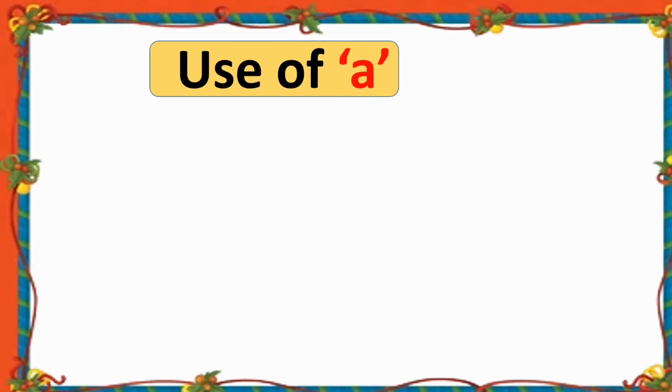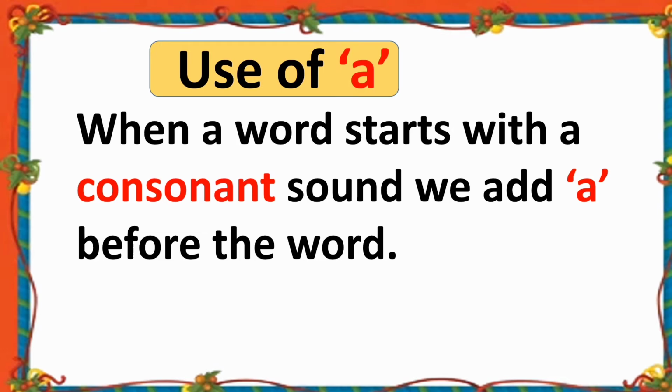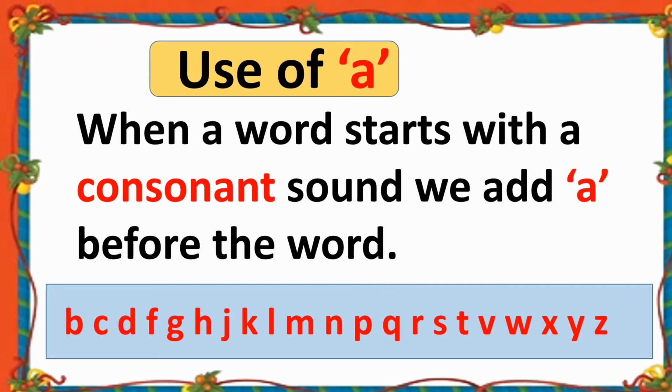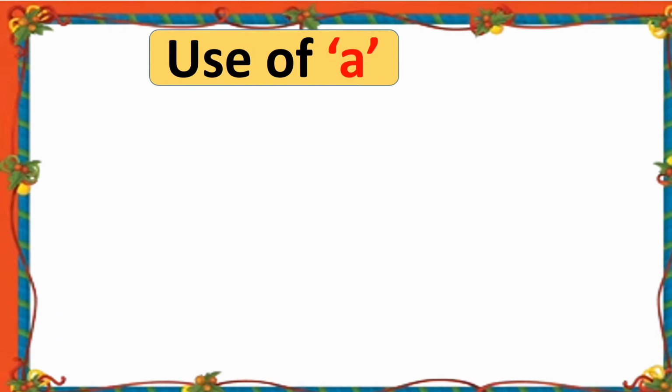Now we read about use of a. When a word starts with a consonant sound, we add a before the word. B, C, D, F, G, H, J, K, L, M, N, P, Q, R, S, T, V, W, X, Y, Z. These all are consonant. Now let's take some example related to use of a.